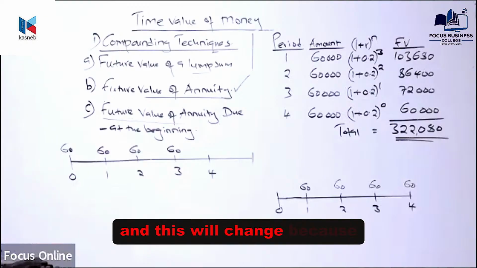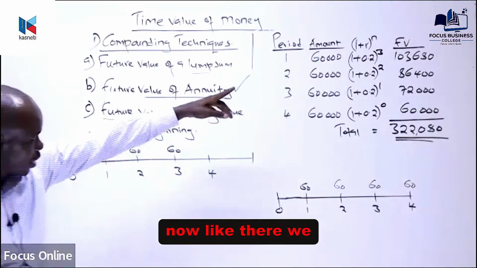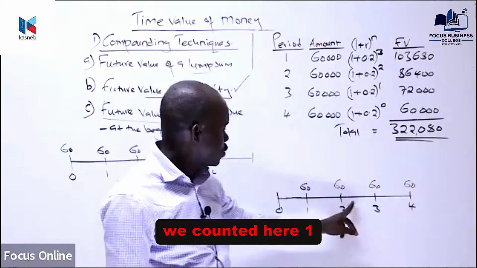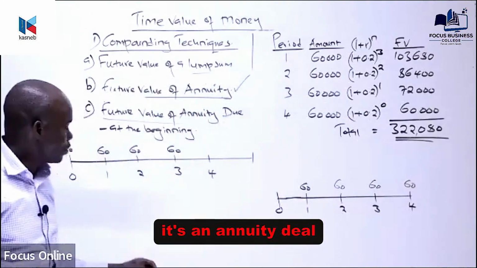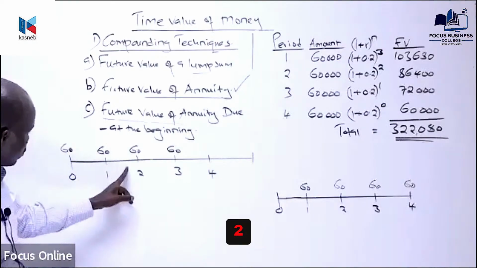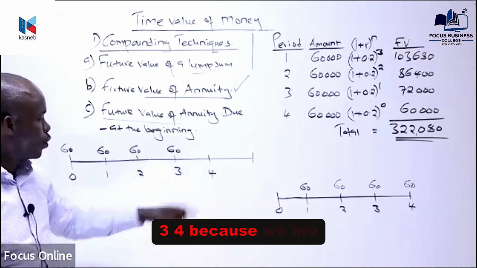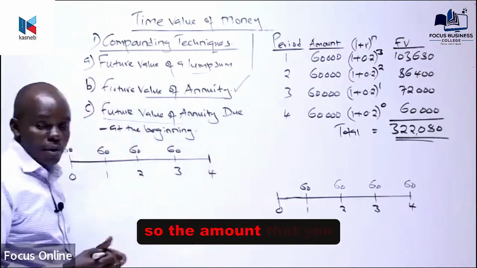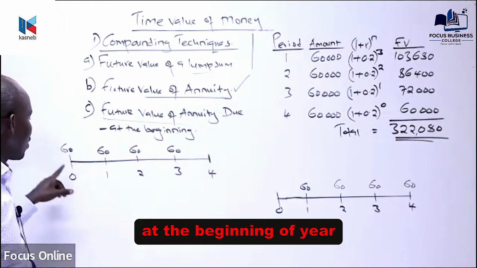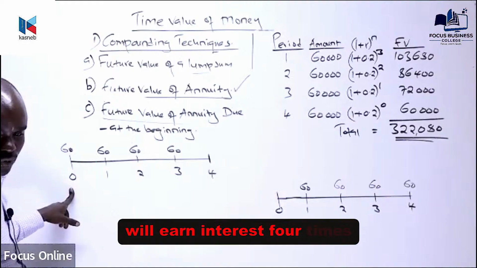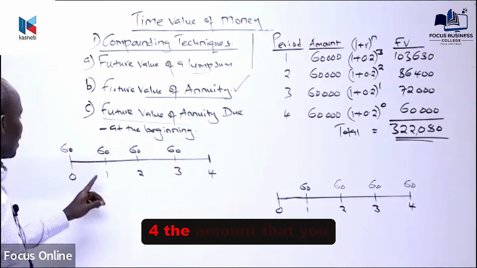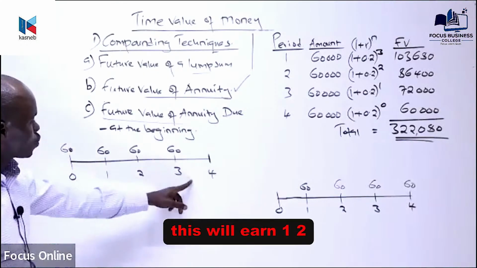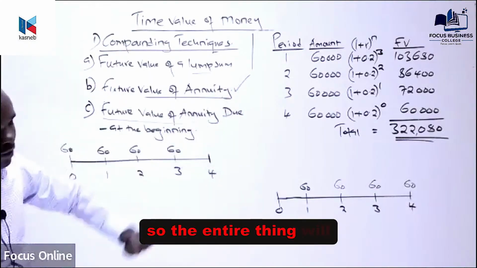And this will change because now, like here we had said this is power 3 because we counted 1, 2, and 3. But if it's an annuity due, we will now have 1, 2, 3, 4 because we are going up to the end of year 4. So the amount that we invested at the beginning of year 1 will earn interest 4 times. The amount that you invested at the end of year 1 will earn interest 3 times. This will earn 2, and this will earn 1. So the entire thing will change there.